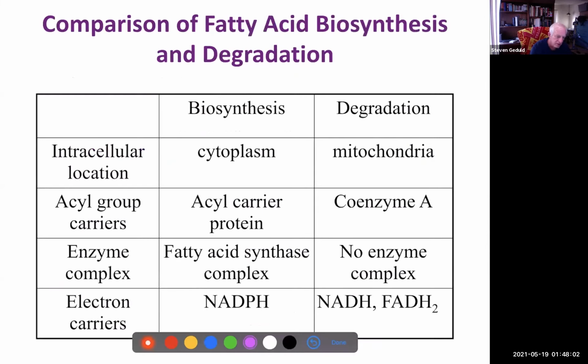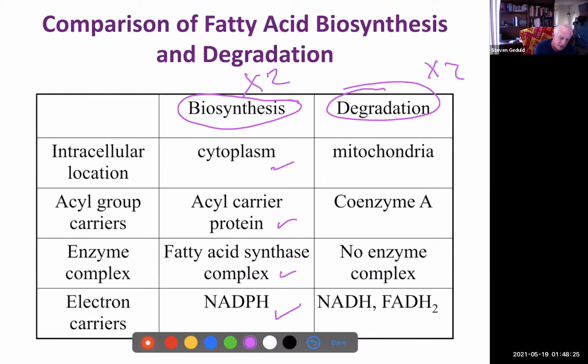Okay. So here's your comparison: biosynthesis and degradation, breaking apart. Biosynthesis occurs in the cytoplasm. We use the acyl carrier protein, fatty acid synthase complex, and NADPH electron carriers. For breaking it down, for degradation, again, remember this is 2 units at a time. We're building it 2 units at a time as we're breaking it down.